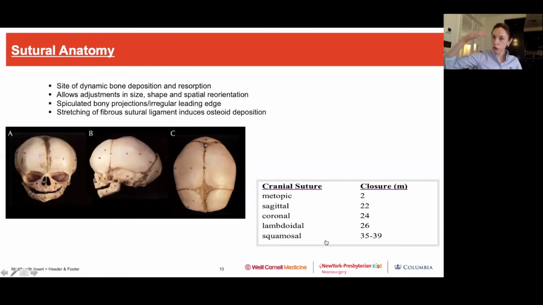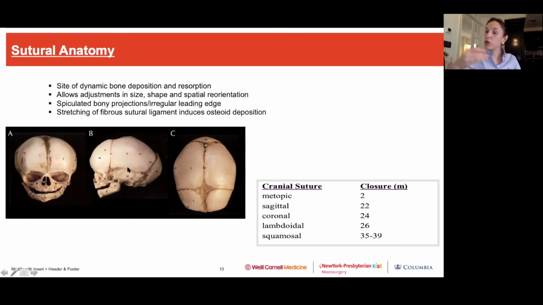So these sutures close at different times throughout an infant's life. The metopic closes first, and it can close as early as 2 months. Typically, it will start closing at 4 months, then the sagittal suture, then the coronals, and then the lambdoids. The squamosal is this little one down here. It's not that important clinically.